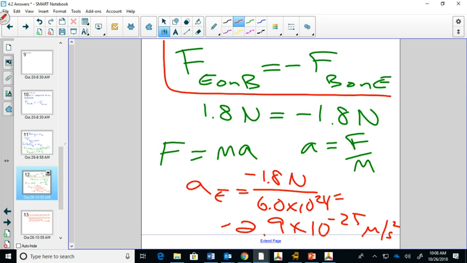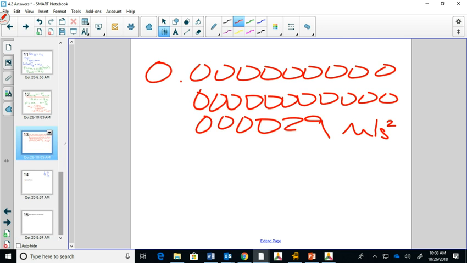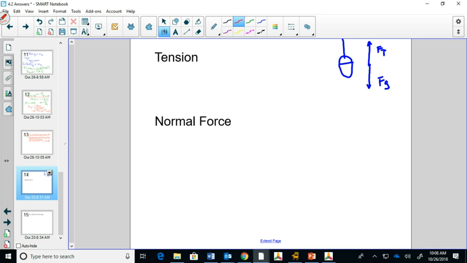Two more pieces to talk about very quickly here. Over on page 109, we're talking about tension. Tension is just a specific name for a force that a string or a rope exerts. So this is a terrible drawing of a bucket, right?